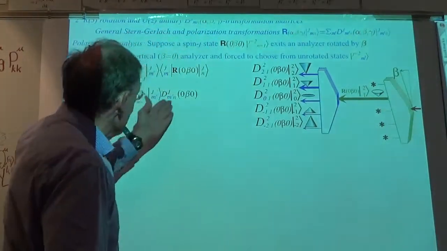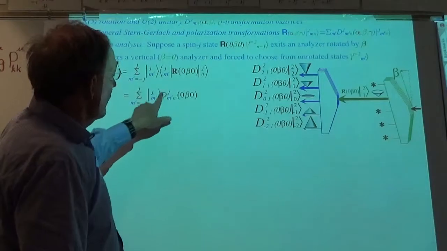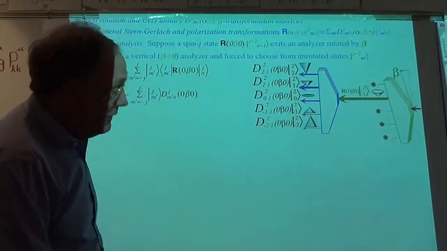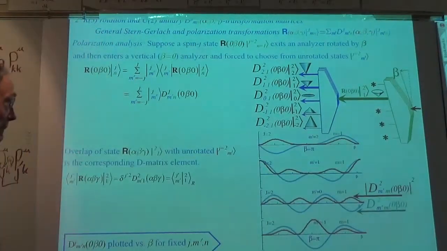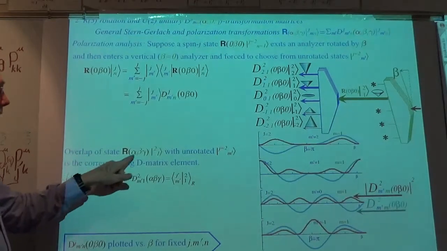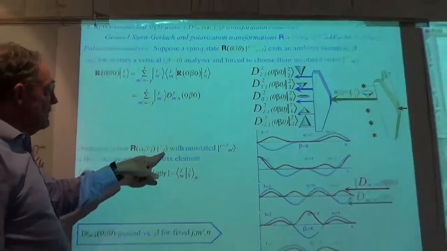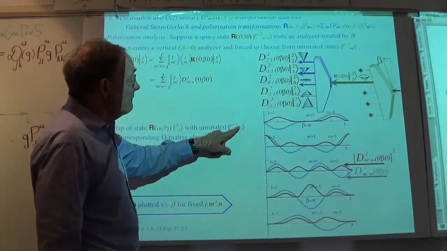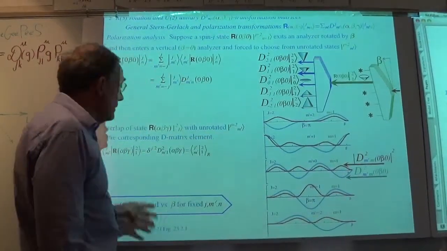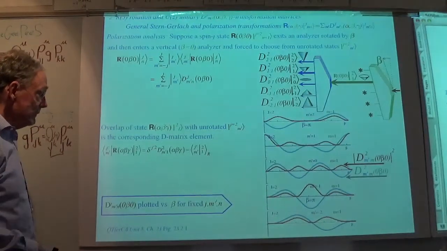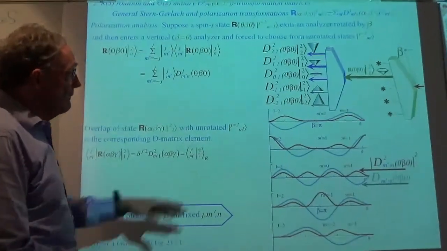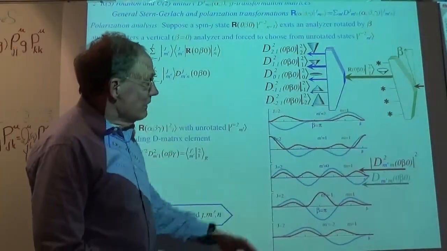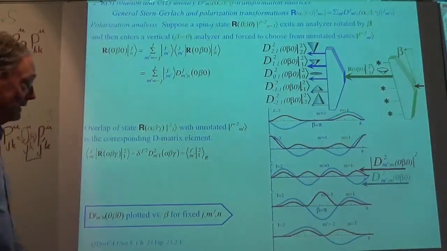It's given by the D function. The amplitude is here, and the square of that is the probability. So that's what we looked at last time. The overlap of this rotated number one state with all of the unrotated M prime states that we have here, and we have 5 of them to choose from. Okay, 5 channels to spit out something.